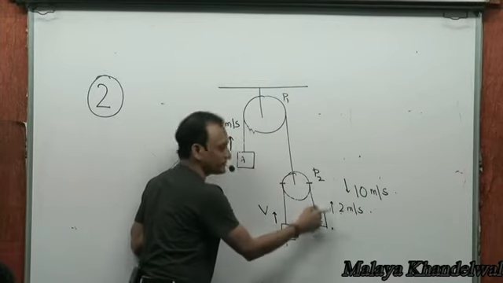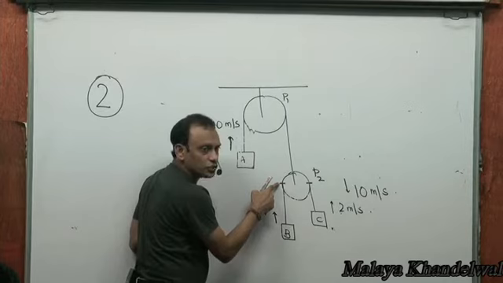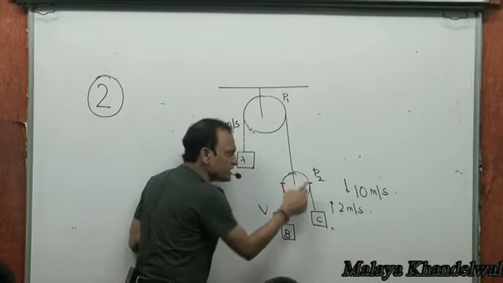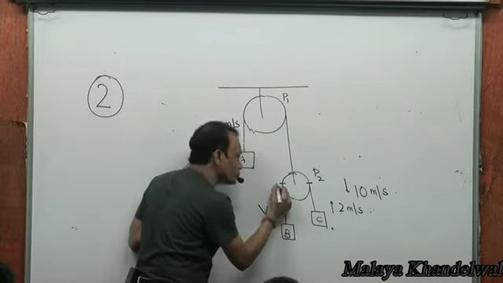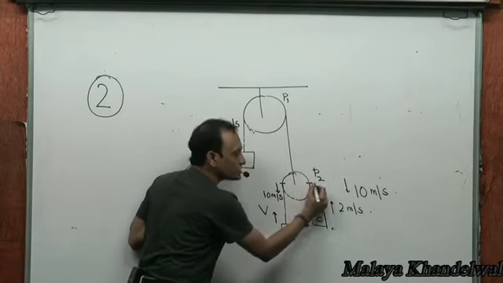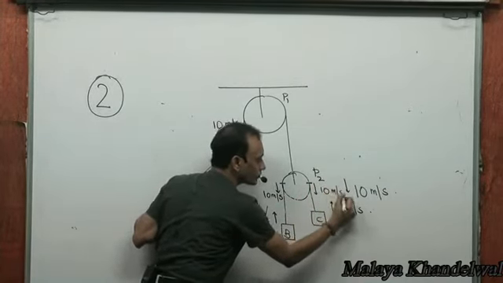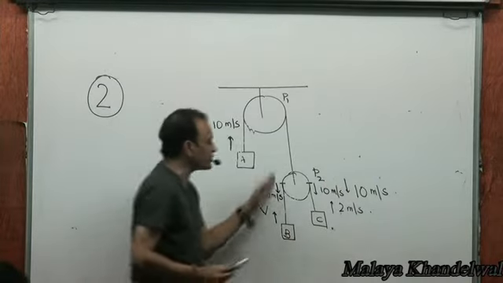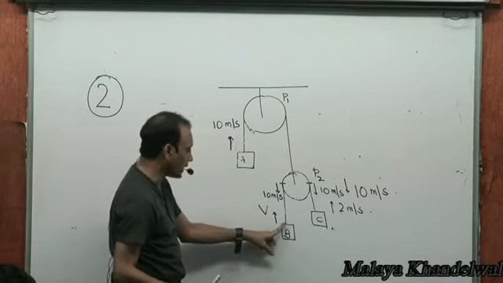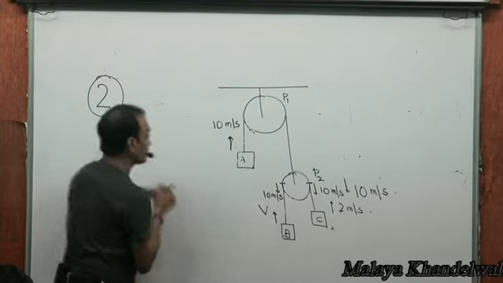Now I want to take care of this string. What's the velocity that I'm going to assign to this node? This pulley is moving down with 10 meters per second, so I'm going to assign 10 meters per second downwards to this. What am I going to assign to this end? 10 meters per second. Now I traverse the string this way or this way, maintaining consistency. I go from here to here. Then what do I get? Minus 10 minus V.